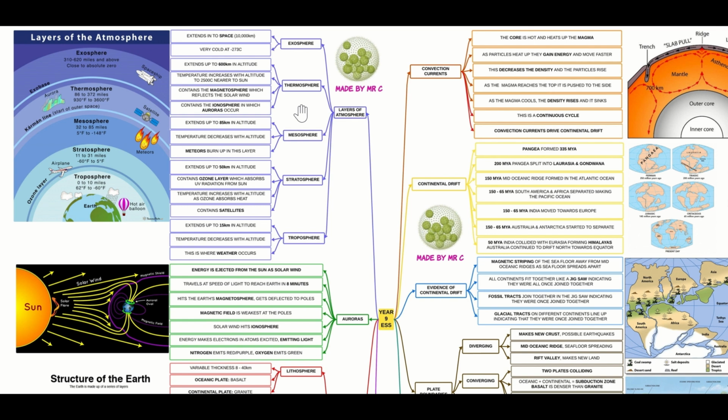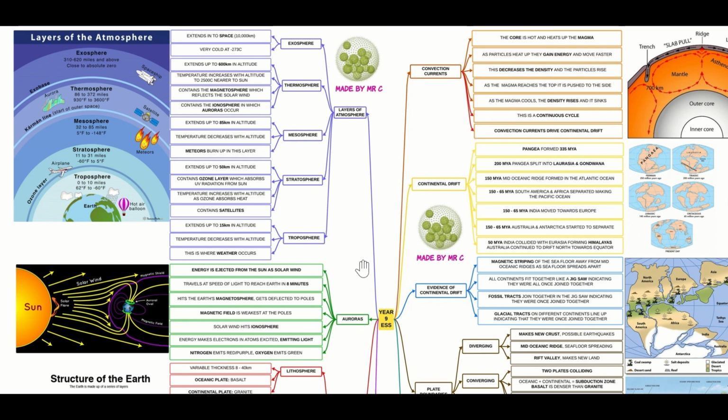It contains the magnetosphere, which is the magnetic field of the Earth, which reflects and deflects the solar wind from the sun. It also contains the ionosphere, in which auroras occur. The last layer is called the exosphere, and it extends into space. It's very, very cold at minus 273 degrees Celsius, which is absolute zero.